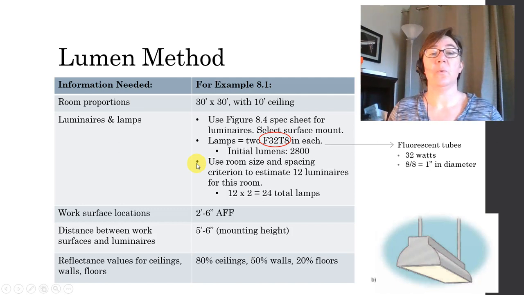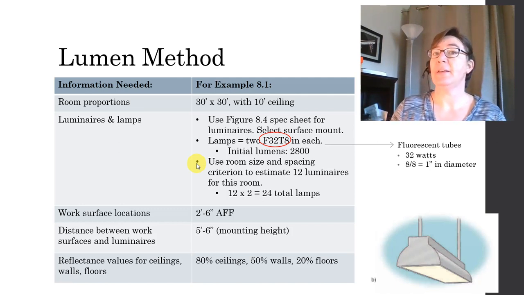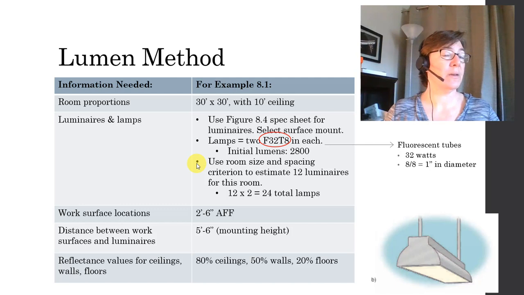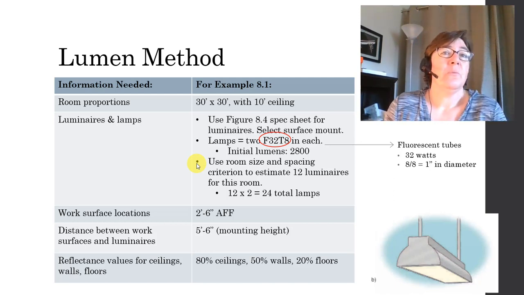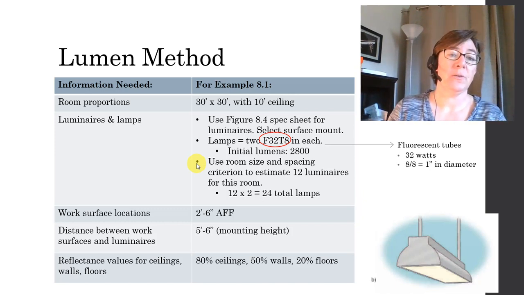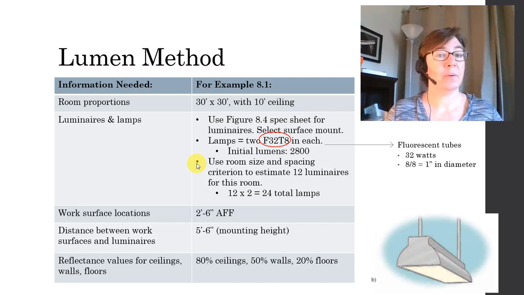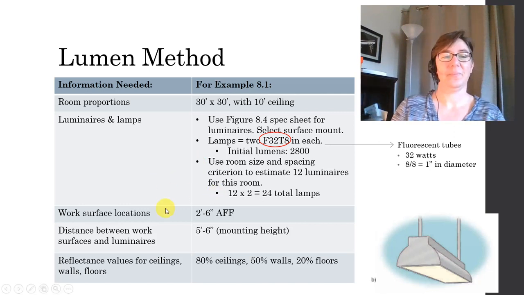Then we would use the room size and spacing criterion to estimate that you need 12 luminaires for this room. We talked about spacing criterion last week, so you know that you can walk through that calculation and find out how many luminaires you should probably have for the room. Final piece of information you need: you're going to use 12 luminaires. There are 2 lamps per luminaire. That's 24 total lamps right here.